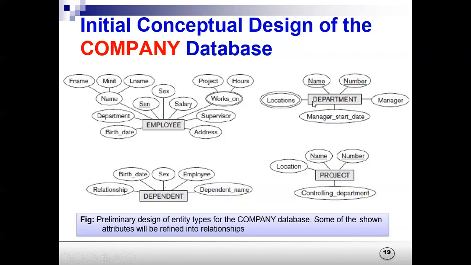Next we have the department. So department name and number. In the last slide, the case study, we saw that name and number, these two together form a primary key. Then we have the location, which is a multi-valued attribute. Then manager start date and the manager, who is the manager, right? And last we have the project: location, name, number, and controlling department. So these are basically the preliminary entity types.